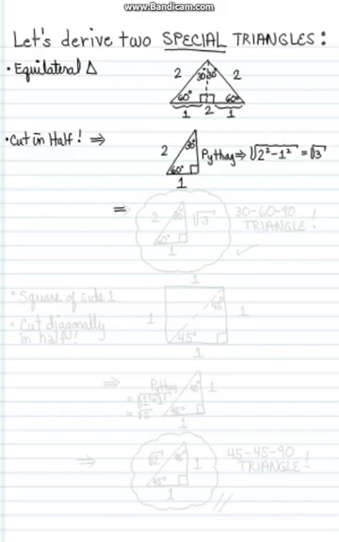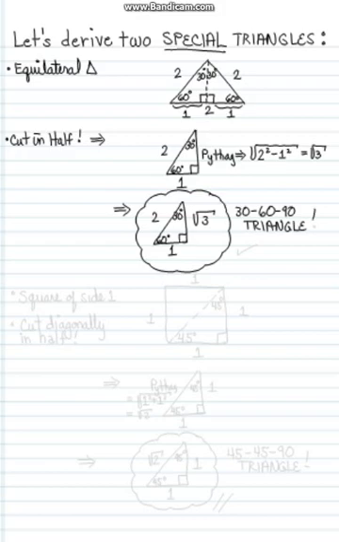So that gives me the following 30, 60, 90 degree triangle: 90, 60, 30, with sides 1, 2, square root of 3. That's a 30, 60, 90 triangle. You're either going to need to memorize that, or you're going to be able to draw it from scratch, starting with an equilateral triangle with angles 60, 60, 60 and sides 2, 2, 2, cut it in half, discard one of the halves, and use Pythagoras to find the missing leg. And now you have your 30, 60, 90 degree triangle.